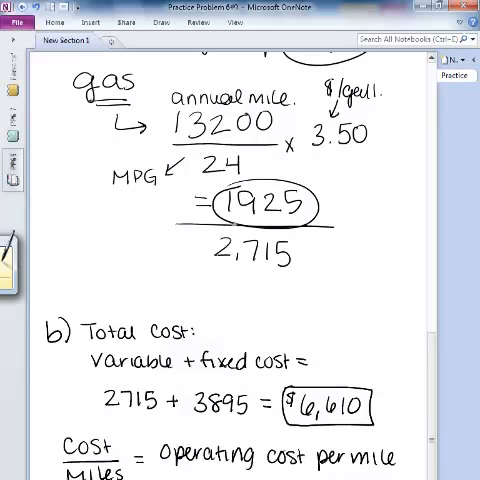So you want to just be careful that this is your answer. Read the problem.